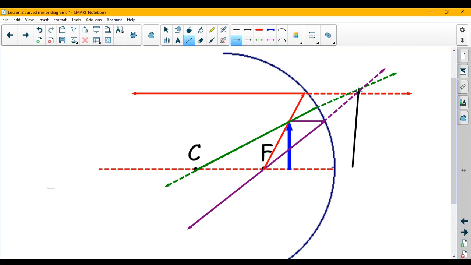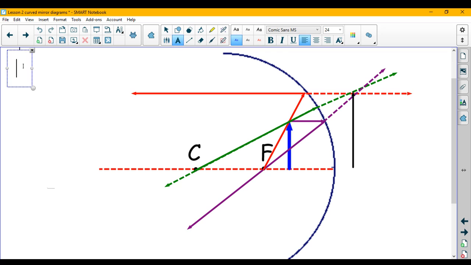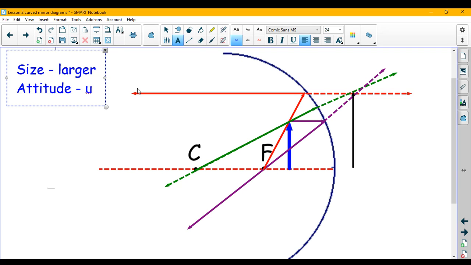So I'm going to draw in my image. You will notice I end up with this big, tall, upright arrow. Size-wise, that is definitely larger. It is much larger than the original arrow. Attitude, I'm no longer inverted. I'm now upright. It's facing upright, just like the original.